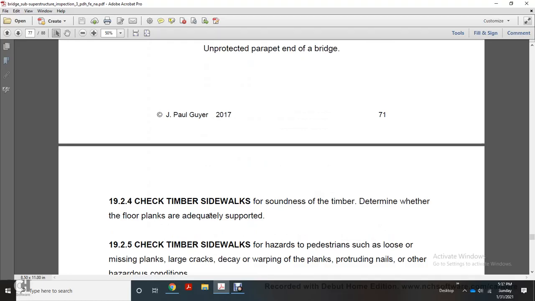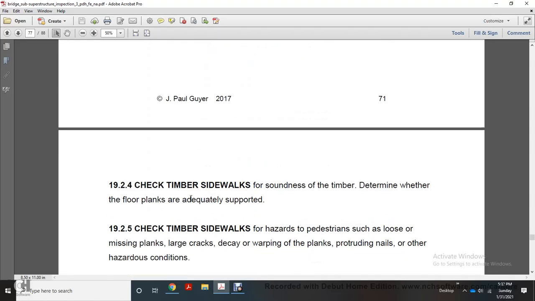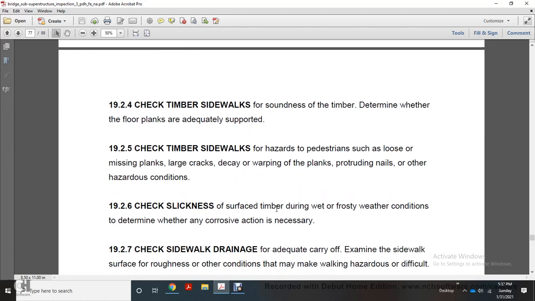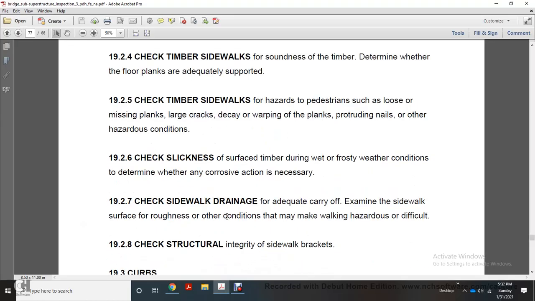Check the timber sidewalk soundness to determine whether the floor planks are adequate support. Check the timber sidewalks for hazards to pedestrians: loose, missing planks, large cracks, decay, working planks, protruding nails, and other hazardous conditions. Check the slickness of timber during wet and frosty weather conditions. Determine whether any corrective action is necessary.